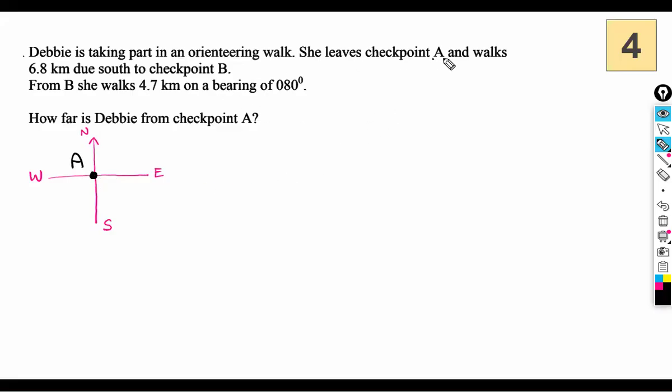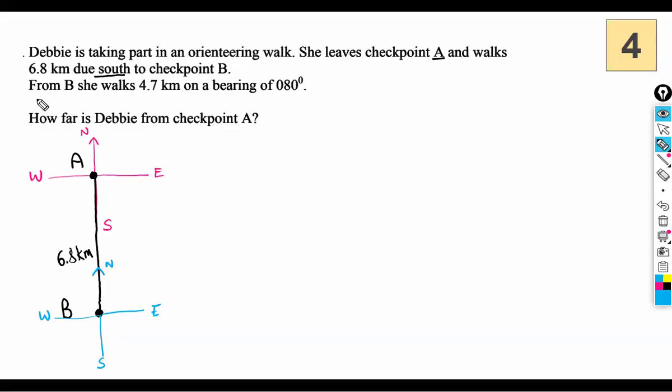Apparently, she leaves A and walks due south. So if she's here, she's walking south. And if she walks for 6.8 kilometers, she's going to reach where? Point B. So now she's at point B, the new point. And remember, if you're standing at point B, and you can pull out your compass over here, and here would be what? North. Here would be east, west, and south. So we're standing at point B now.